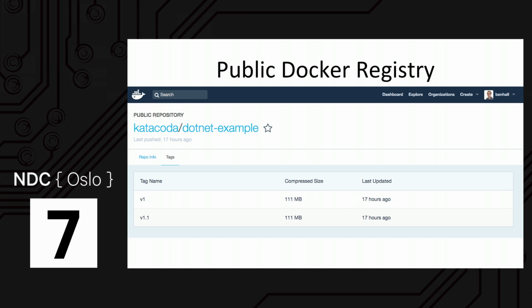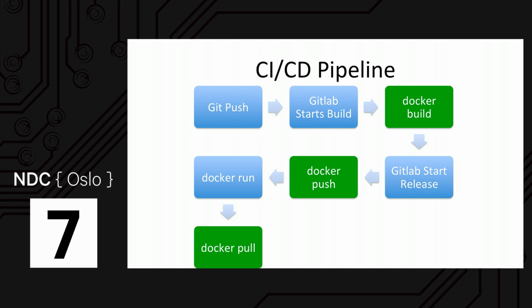And if you go into the public registry, go into Katacoda, you'll see the beautiful application running on the system. And from a build CI/CD pipeline, we walk through these steps. We went from Docker build, which created the images, and then when we started the release process, that involved a Docker push. And then when we went to our servers, we'd do a Docker pull, which would download everything and make it available for deploy.